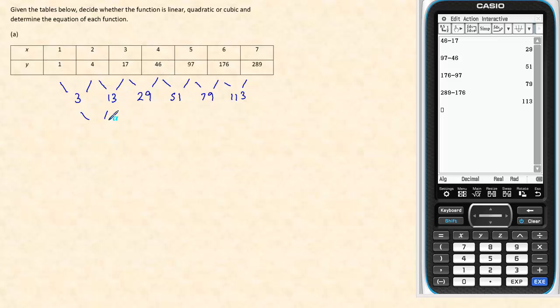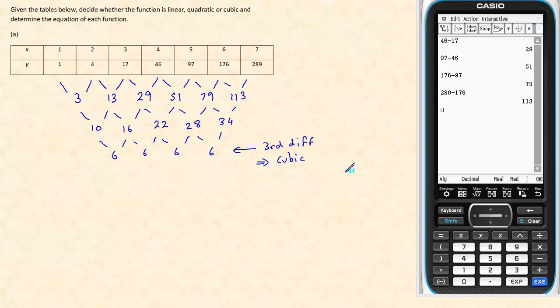We need to take a second difference. So the difference here is 10 and then 16 and then 22 and then 28, and this one is 34. So we need to take another difference, and then they are all the same. So it's the third difference that's the same, and that implies that the function is cubic.